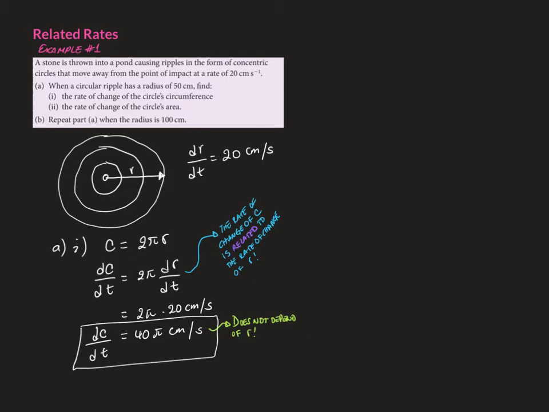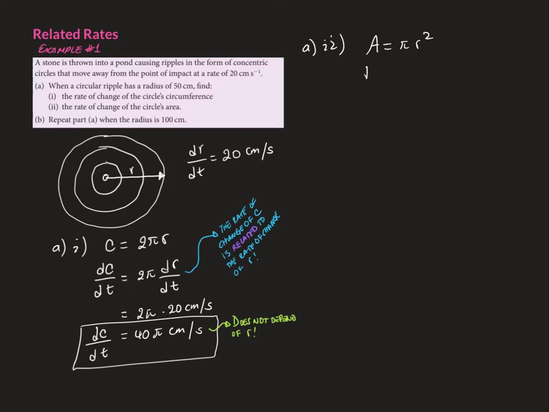Now let's do the second part. So we want the rate of change of the area. So for the area, the expression is pi r squared. In this case, A changes with time and r changes with time. We need to differentiate implicitly this expression if we want the rate of change of the area, because none of these variables are explicitly written in terms of time.